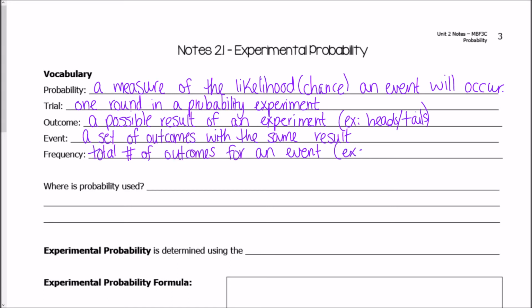So, for example, if I were to roll a die, and I end up getting the number 2 5 times, then the frequency is 5. Okay, so rolling a die, get the number 2 5 times. This 5 is considered the frequency. It's how often something happens.